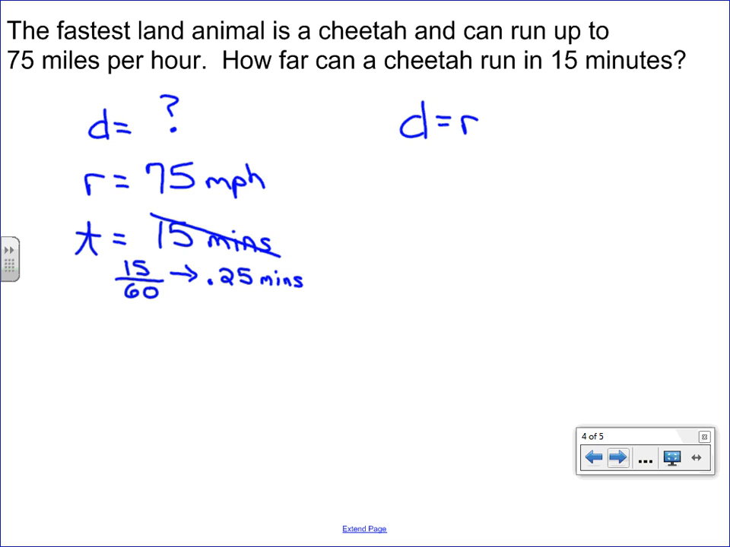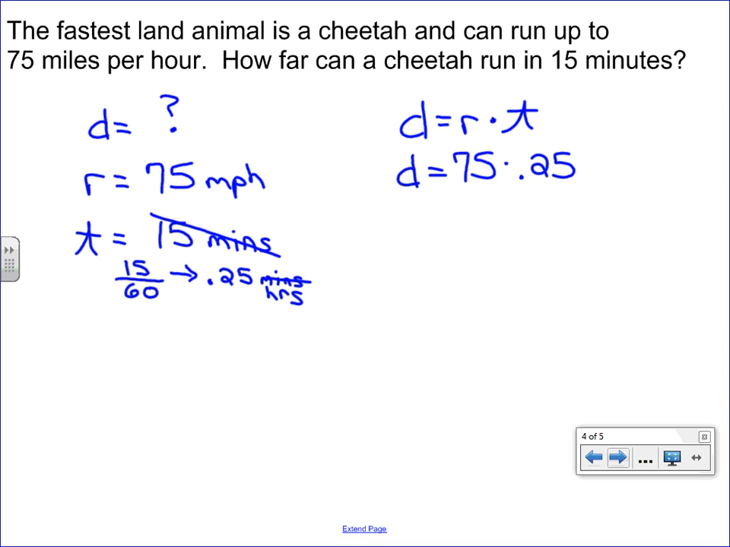So always write that out first. D equals R times T. The D is the unknown this time, so we're going to leave that as D. The rate is 75, and then the time is 0.25. And you have to have that time in hours. Actually, I just noticed the label there is incorrect. It should not say minutes. The time should say hours, because the time has to match up with the units for the rate.